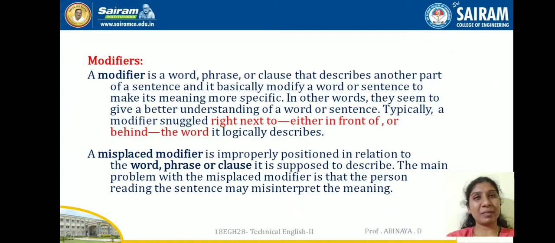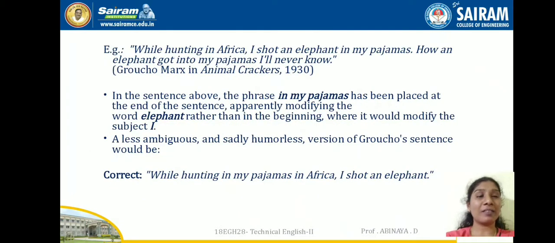Okay, a misplaced modifier, what is that? A misplaced modifier is nothing but improperly positioning the modifiers in the sentence. A misplaced modifier is improperly positioned in relation to the word, phrase or clause it is supposed to describe. The main problem with the misplaced modifier is that the person reading the sentence may misinterpret the meaning. In the example, whether the person is in pyjama or the elephant is in pyjama, we have confusion, right? So, placing the modifiers in the right place is very important.